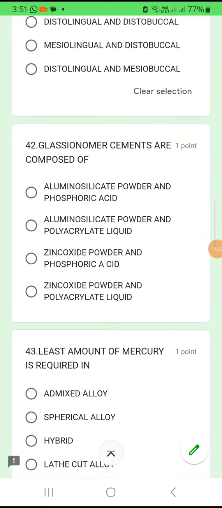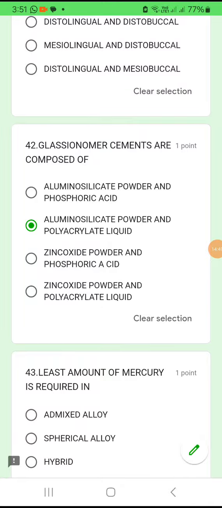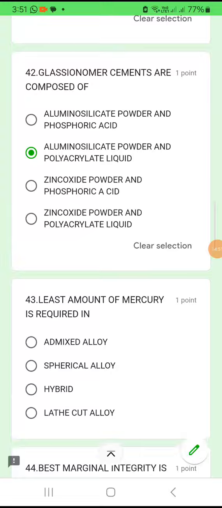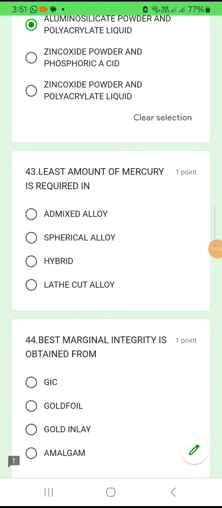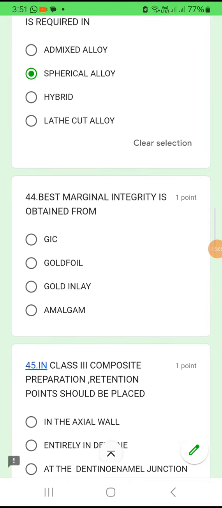Question number 42. Glass ionomer cements are composed of what? Glass ionomer cement contains aluminosilicate powder, but what is the liquid? So that is confusing. Phosphoric acid or polyacrylic liquid? Option is polyacrylic liquid. Okay, so option B. Aluminosilicate powder and polyacrylic liquid is present in GIC. Coming on to 43, least amount of mercury is required in which type of alloy? Admixed alloy or spherical alloy or hybrid type or lathe cut? It is least amount of mercury is required in case of spherical alloy, option B.